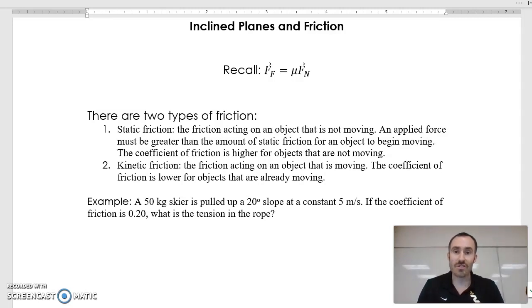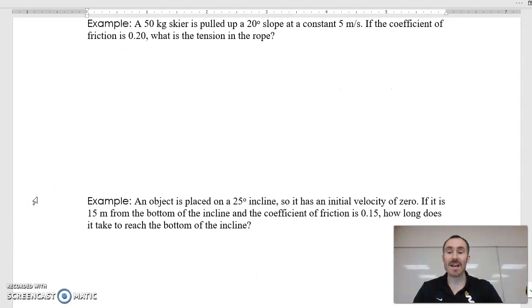And the difference between the two is the coefficient of friction. So getting an object to start moving is harder than keeping it moving. And so the coefficient of static friction is higher than the coefficient of kinetic friction. Okay, hopefully that is all review from grade 11. So let's jump into an example here.